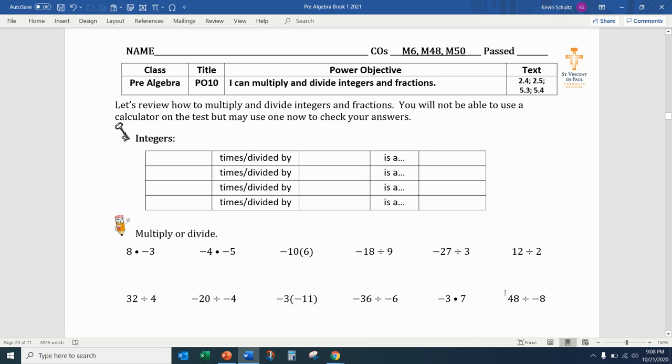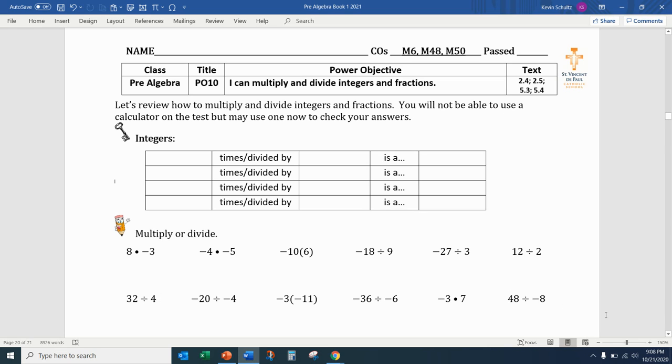Today we are covering PO10 from La Casa del Schultz. We spent the last couple days looking at how to add and subtract rational numbers, focusing on integers, decimals, and fractions. Today in PO10, we'll look at how to multiply and divide integers and fractions.